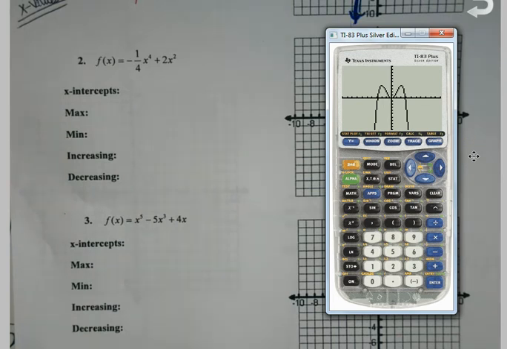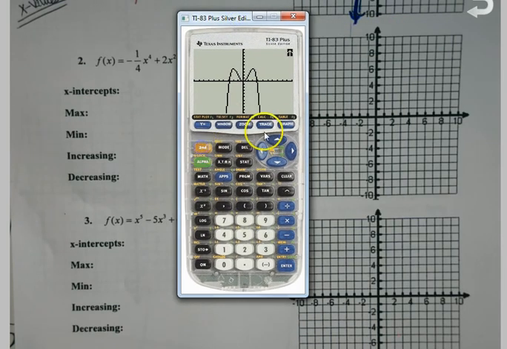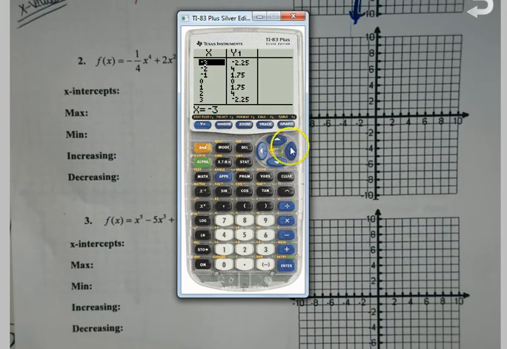We notice a few things right away. I see 1, 2, 3 X-intercepts here, and I'm going to have 2 maxes and a min. So just like we did before, let's use the chart to get us some values to start with, and see if that helps us out at all.